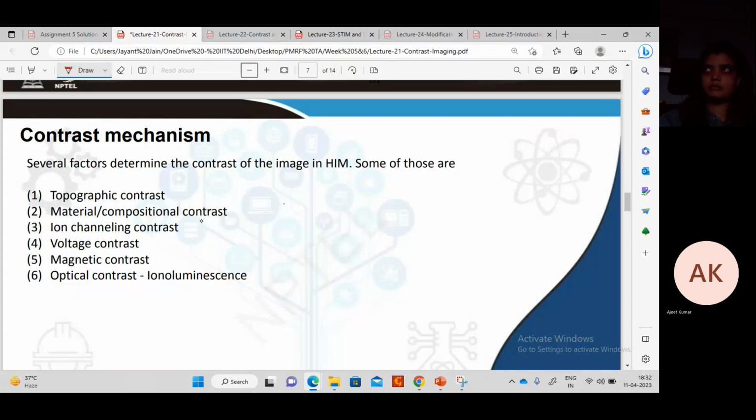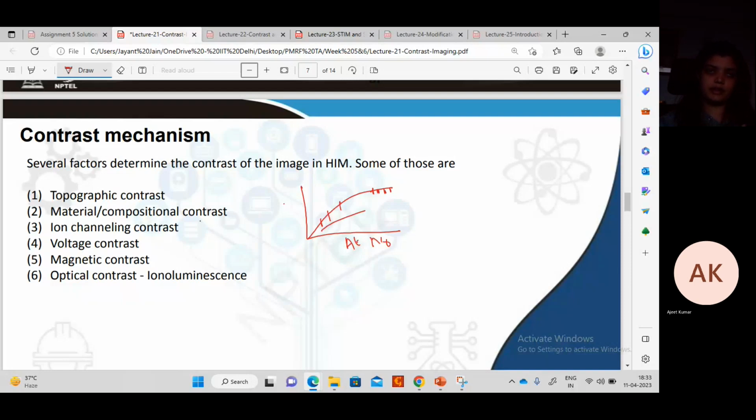If the atomic number of the element is lower, then the contrast will be very high, and for higher atomic numbers you will be able to see very little contrast. I think it is there in the next lecture, where I'll show that properly. In helium ion microscopy, if the atomic number is lower, then the contrast will be better. But as you go to higher atomic numbers, the contrast between two different atomic numbers will not show much difference.